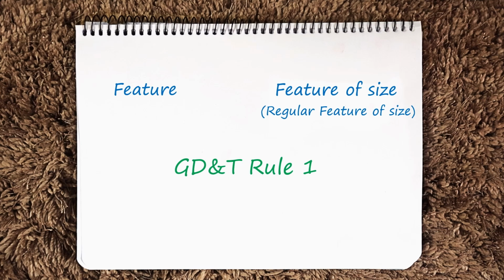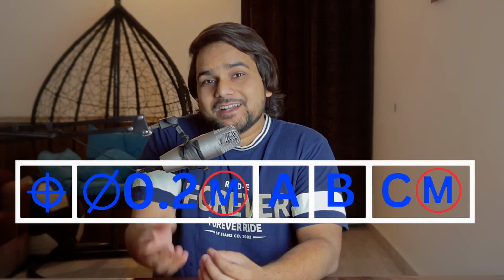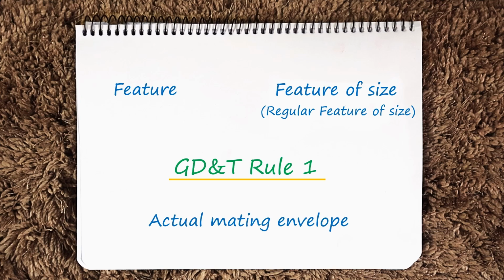And if we do not understand GD&T Rule 1 in the beginning, then for us GD&T will become a language without its grammar. Means we will use the symbols and controls without understanding of its actual meaning, without understanding of its actual application. But to understand GD&T Rule 1, we have to understand one more very important concept of actual mating envelope. Too much confusion, isn't it? Like, which things should we understand first?